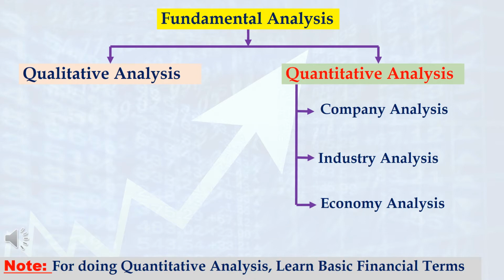Next, in quantitative analysis, there are three types. First is company analysis, second is industry analysis, third is economy analysis. Some people think that for doing quantitative analysis, big knowledge about accounting is needed. But that is not true. For doing quantitative analysis, you should know some basic financial terms. That is enough. All the data is given ready-made on websites like Money Control. Using that, we can easily do the analysis.